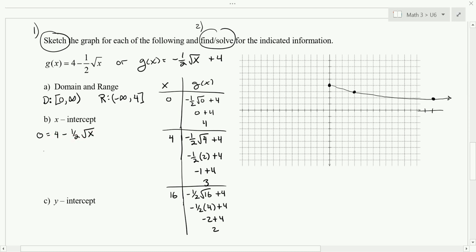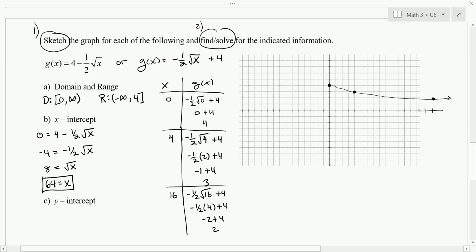And I'm going to subtract 4. I'm going to multiply both sides of the equation by negative 2 to get a positive 8. And I'm going to square both sides, and I get 64 is equal to x. So it doesn't hit that x-axis until you get x equals 64. So again, decreasing very slowly.